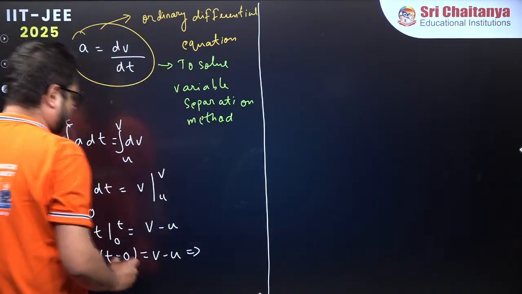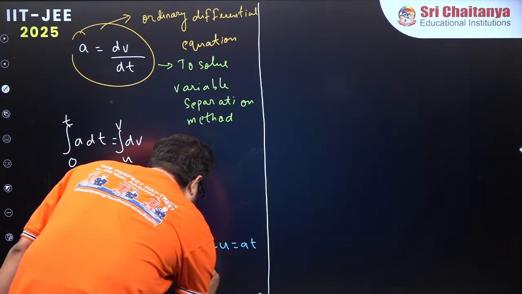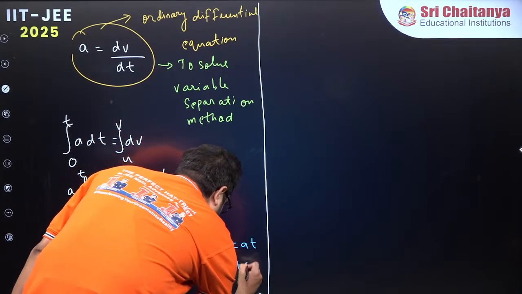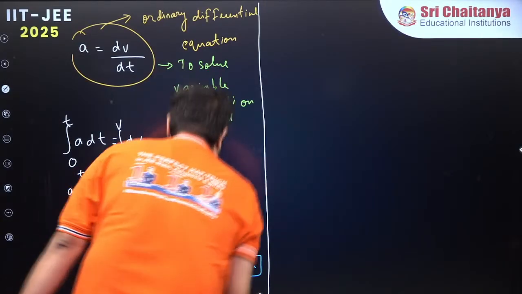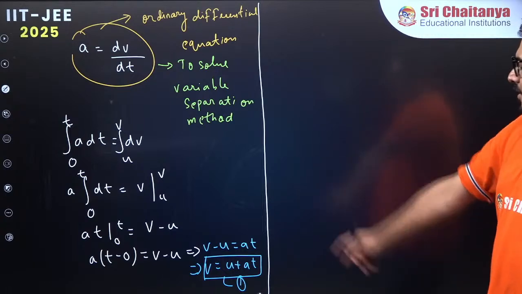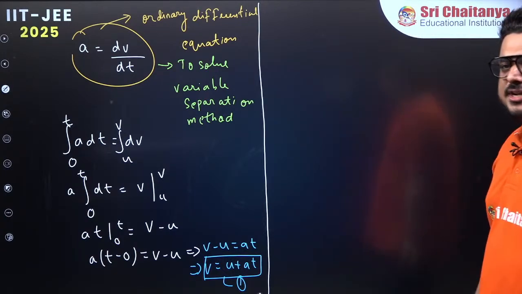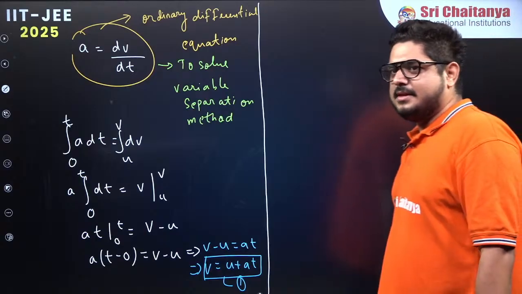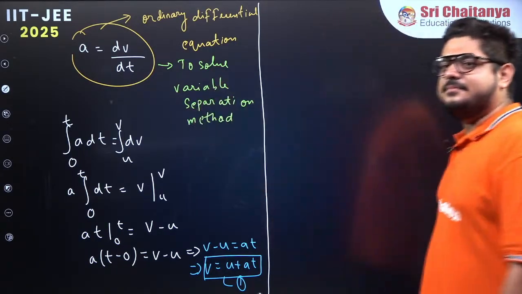What does the first equation of motion say? V minus u is equal to at. So there comes v is equal to u plus a into t. That's going to be our first equation of motion. Okay? Clear with this, everyone? We are going to be using it in order to deduce the second equation as well. If yes, give me a thumbs up if it's clear.